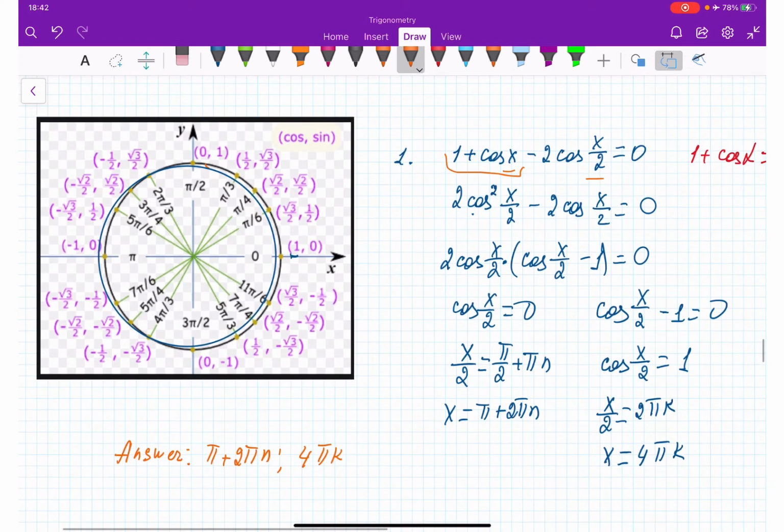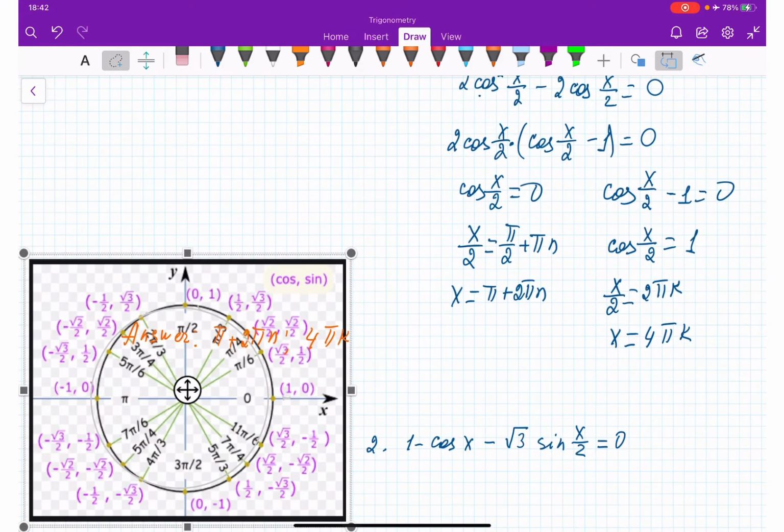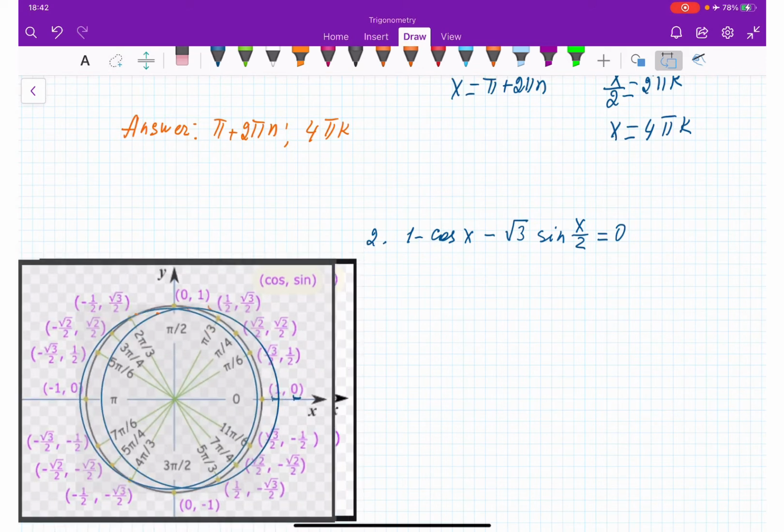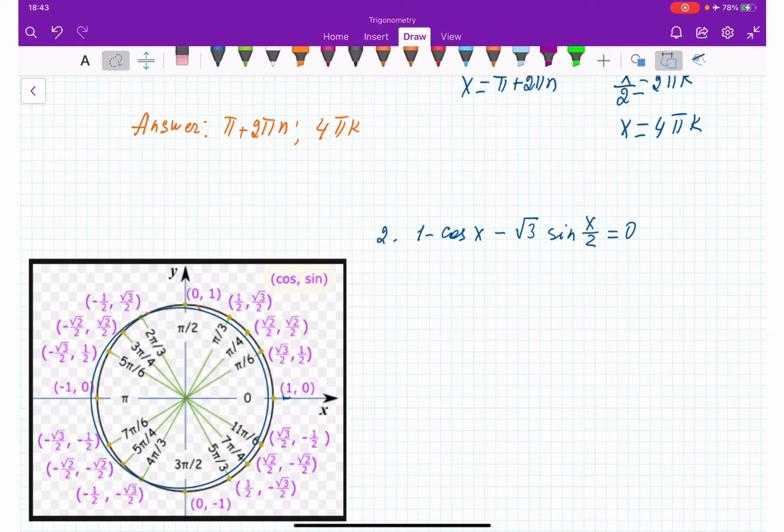And let me move this one, the unit circle, down because we are using it for every trig function. Okay, so we have 1 minus cosine x minus square root 3 sine x over 2. Again, what do we have? The parameters are different, right? x and half of x. And trig functions are different. We have cosine and we have sine.